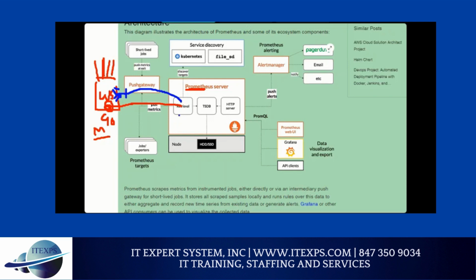So they give you hundreds of exporters free. You download it and your machine can be, you can install it in your car too. This is very simple. All those IoT devices, mostly people use Prometheus because it's free. Think about it, it's about the system metrics.